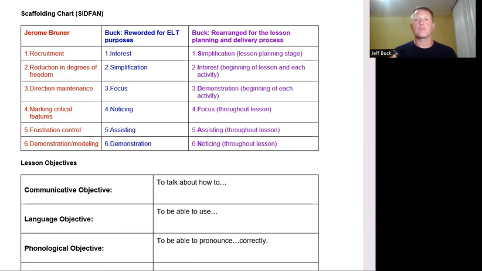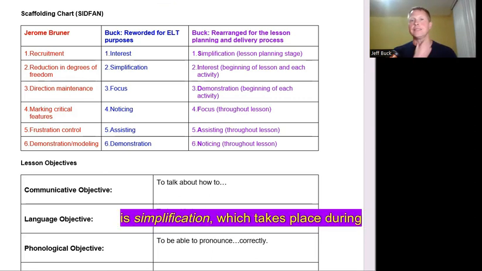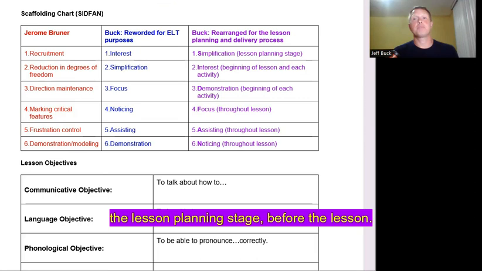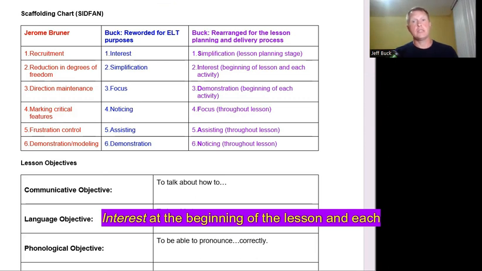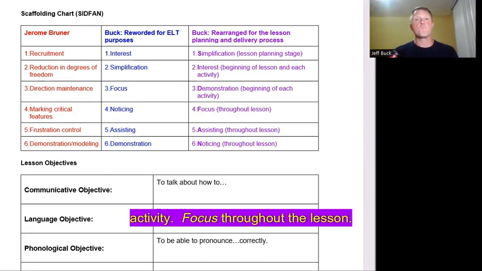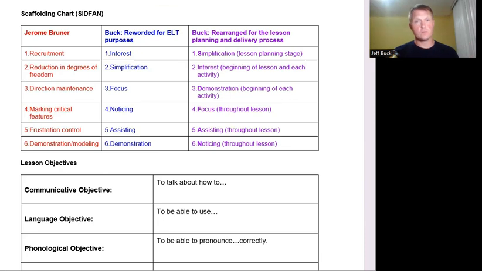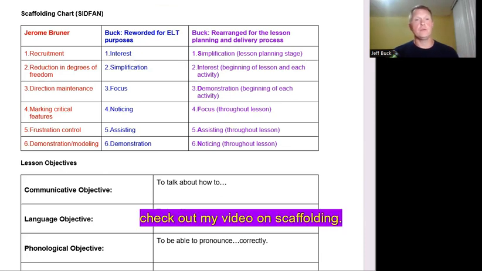And the order is simplification, which takes place during the lesson planning stage before the lesson, and then the rest take place during the lesson. Interest at the beginning of the lesson and each activity. Demonstration at the beginning of each activity. Focus throughout the lesson. Assisting throughout the lesson. And noticing throughout the lesson. So again, for more information on that, check out my video on scaffolding.